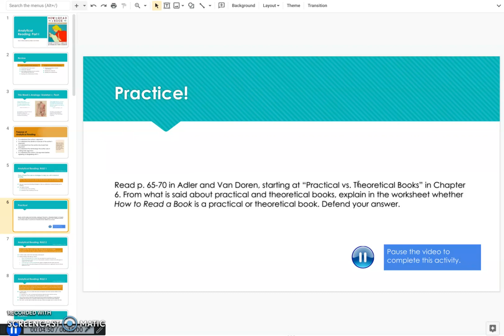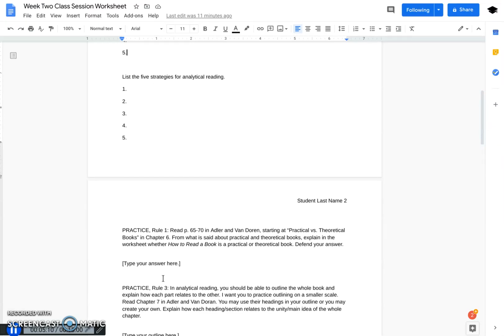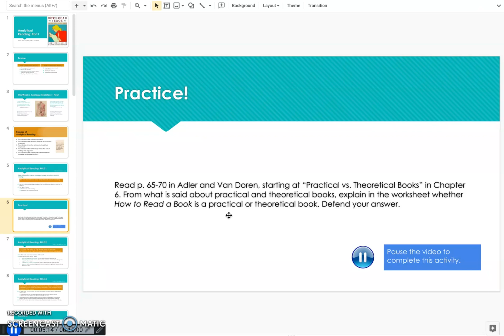And as you read through, you might realize, okay, there's a little bit more to determining if a book is practical or theoretical than what I thought. So I want you to read these pages, and then after you've read them, from what is said in the book, explain in the worksheet whether How to Read a Book is a practical or theoretical book. So this would be practice number 1. So what I would do is pause the video, complete this activity, and when you're done, come back.